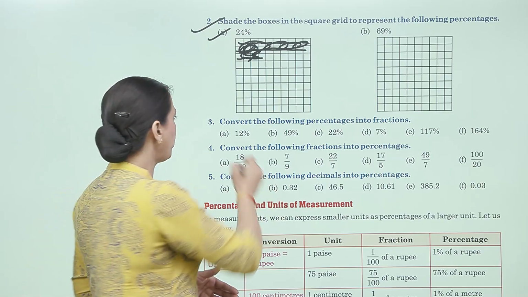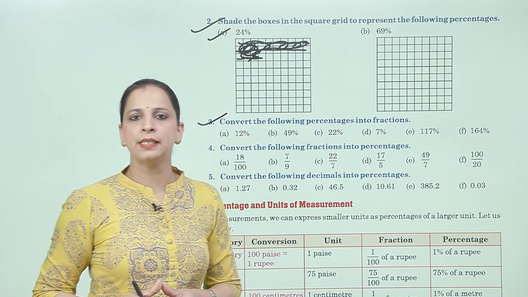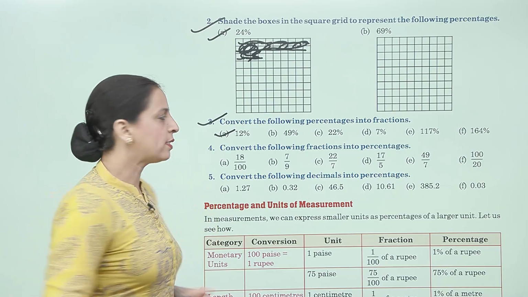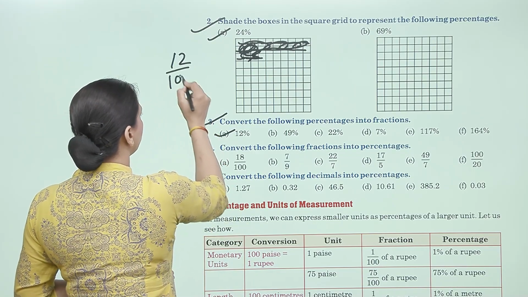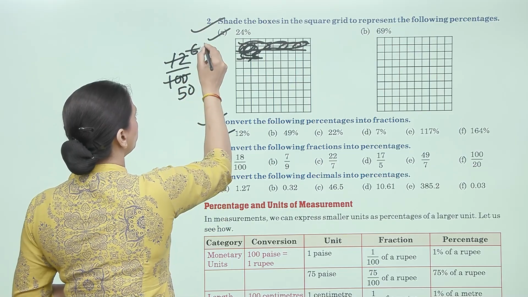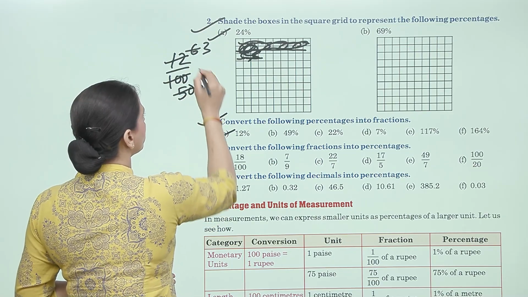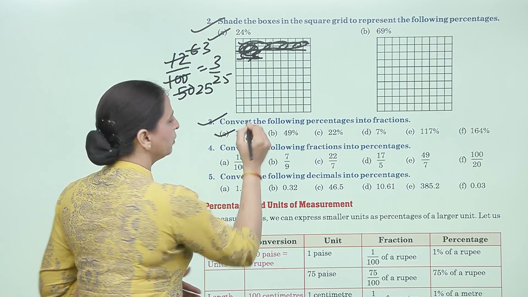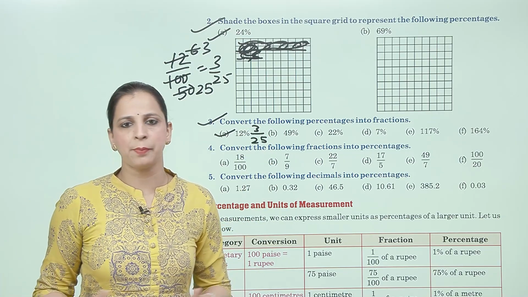नाउ नेक्स्ट क्वेश्चन नंबर 3, कन्वर्ट द फॉलोइंग परसेंटेजेस इनटू फ्रैक्शंस. नाउ ए पार्ट 12%. 12% means 12 by 100. Now 2 6 are 12, 2 5 are 10, 0, 2 3 are 6, 2 2 are 4, 2 5 are 10. That is 3 by 25. 3 by 25. तो बच्चों सेम मेथड को यूज करते हुए बाकी के पार्ट्स आपको ट्राई करेंगे.